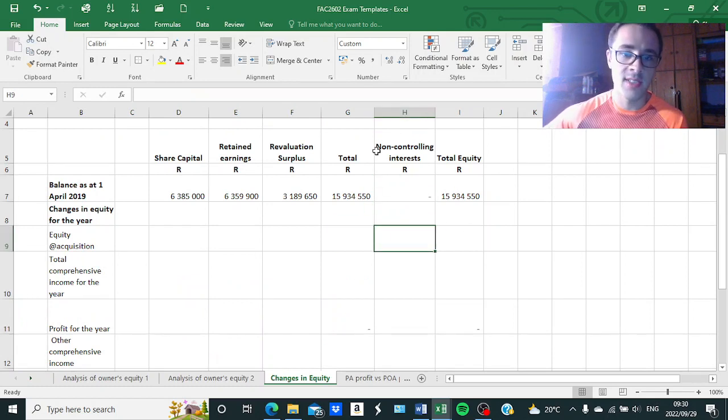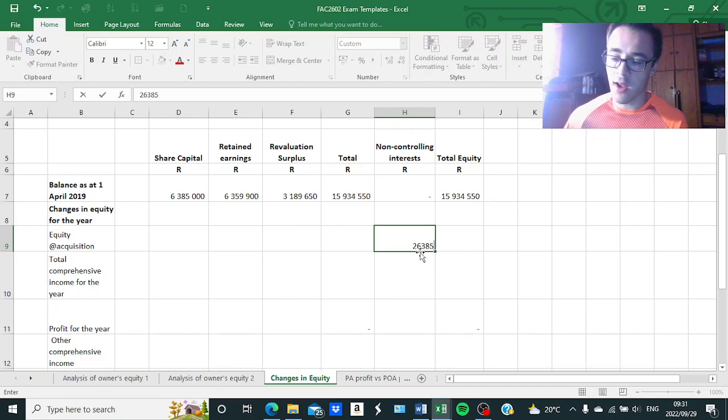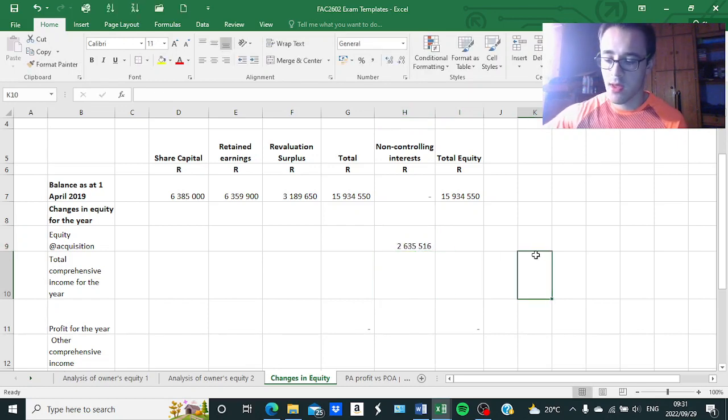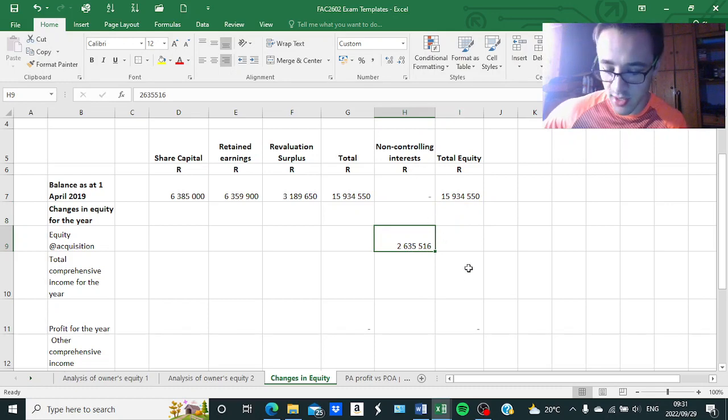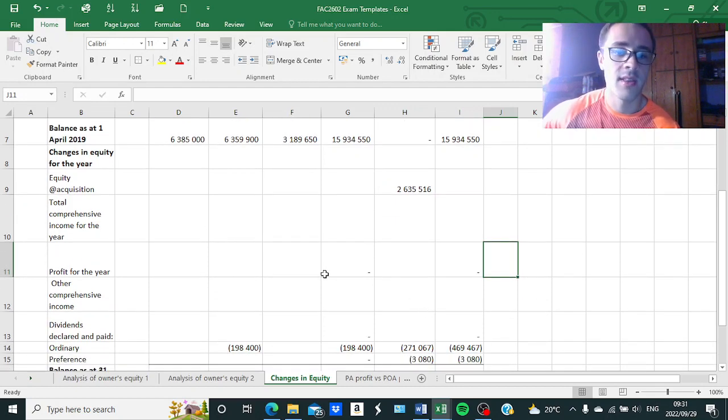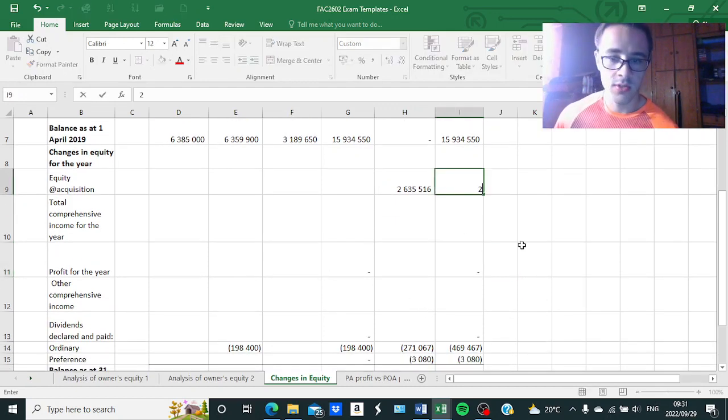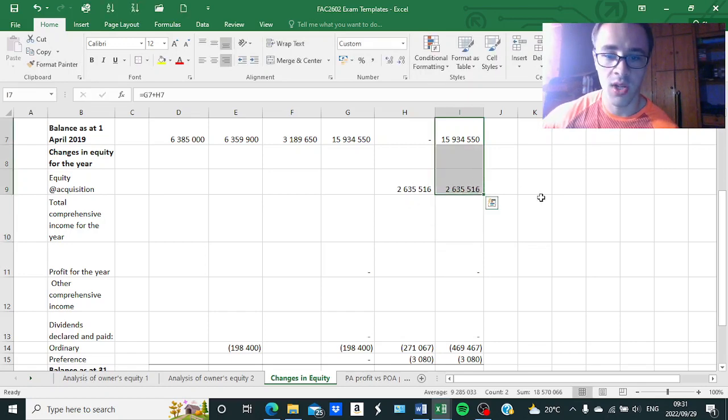So the balance for NCI at acquisition, as you will show it here, would be 2,635,516. Okay, this is the total amount attributable to non-controlling interest at acquisition. Okay, this is the balance of NCI at acquisition, 2,635,516. Okay, now our total will also be 2,635,516. Remember, for each item you need to include a total as well.